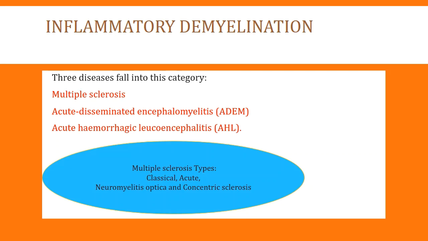There are different types of multiple sclerosis that we know. One is the classical, the other is the acute. Then we also know Neuromyelitis Optica and the concentric sclerosis. Okay, so let's move on.